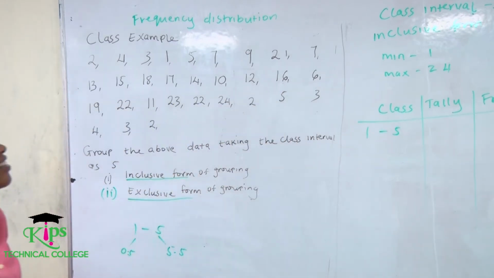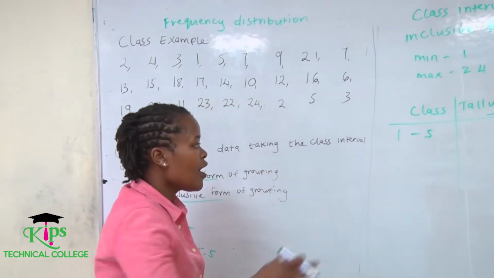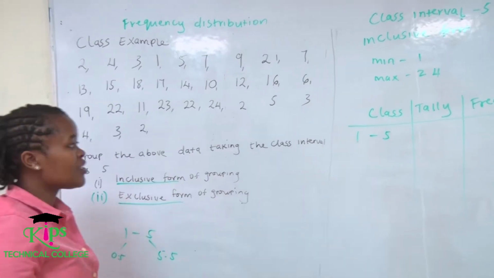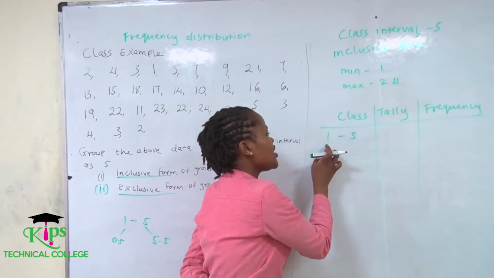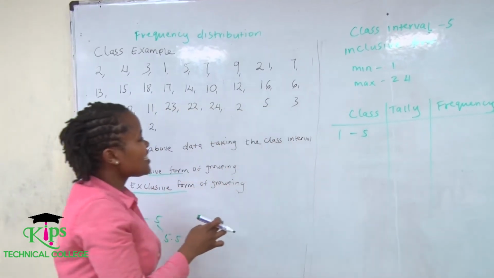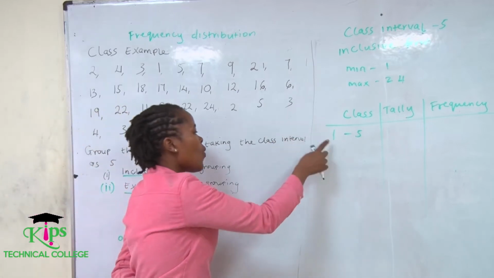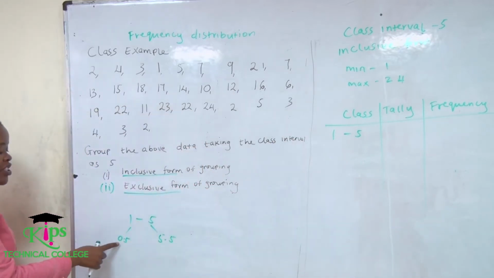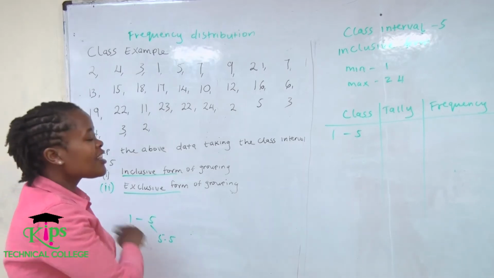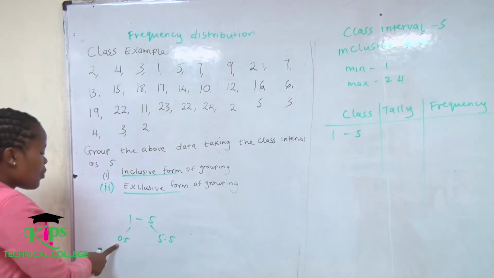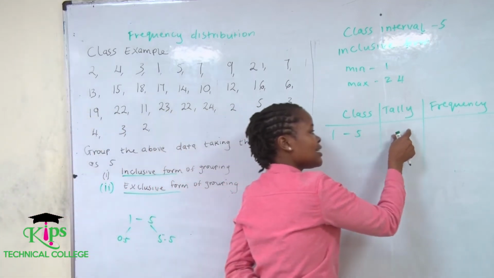And then another thing that you need to note in inclusive form is that both the values are inclusive, meaning when we come to counting out all the values which are between 1 and 5, in this case, you're supposed to include all the values between 0.5 and 5.5. So all the values in between 0.5 and 5.5 should be in this class.